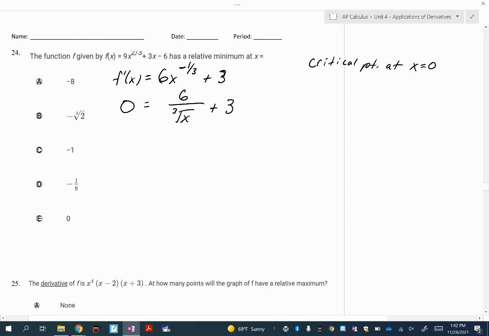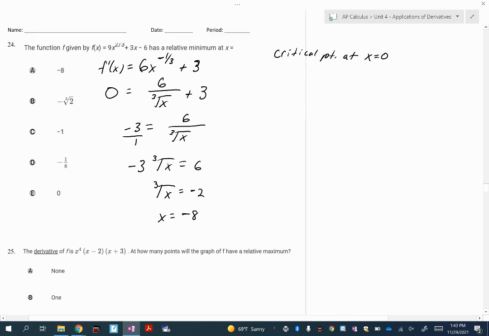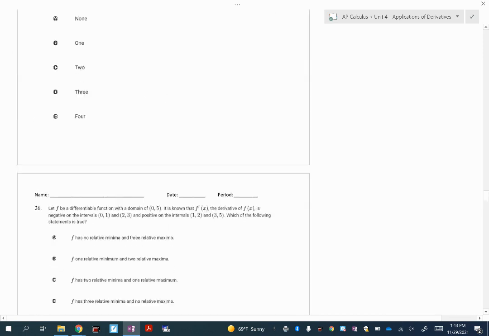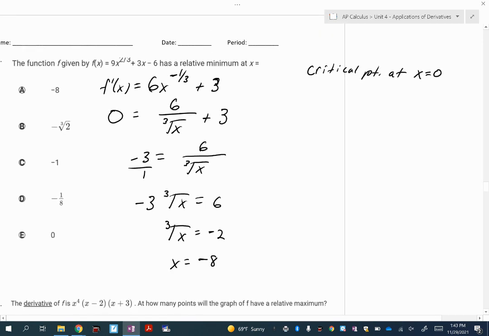Now let's set it equal to 0 here. So I have negative 3 equals 6 over the cube root of x. I'm going to make a proportion. So that gives me negative 3 times cube root of x equals 6. Divide that over. I get the cube root of x equals 6 divided by negative 3, which is negative 2. Cube both sides, and you get negative 8. So those are my critical points. My critical points are 0 and negative 8.